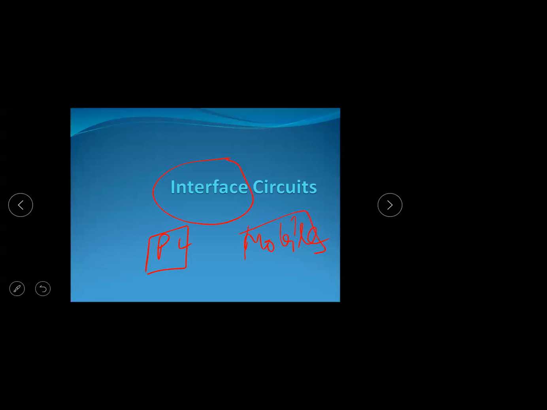If you want to transmit the data from PC to mobile or mobile to PC, you have to use the data cable. It interfaces the PC and the mobile, your personal computer and your mobile. You are using the data cable to transmit the data between your personal computer and mobile.